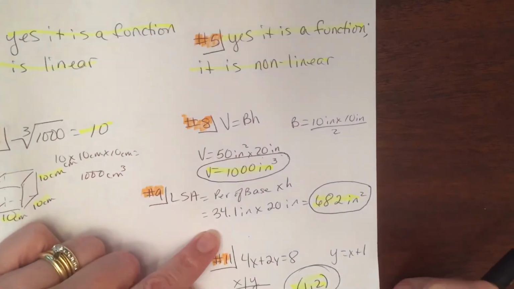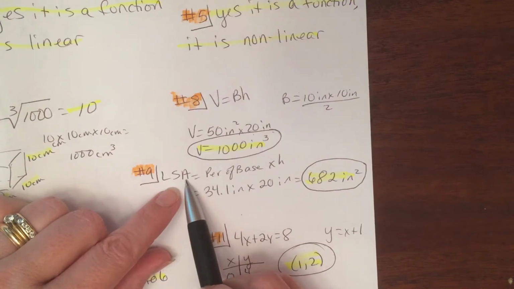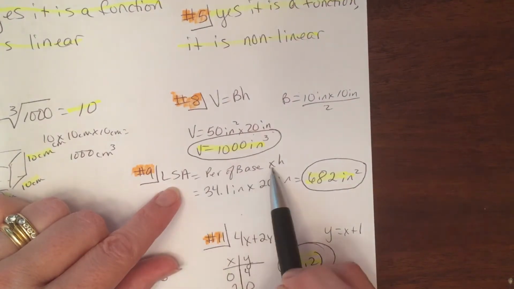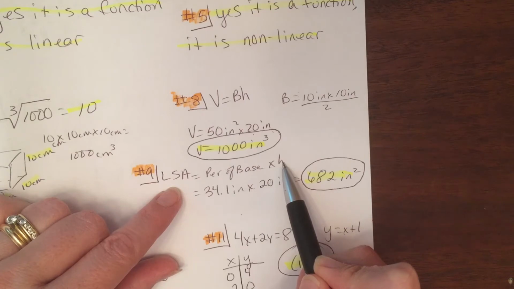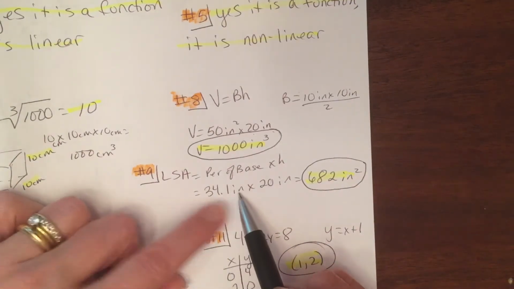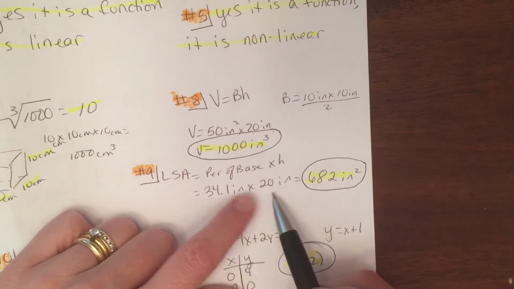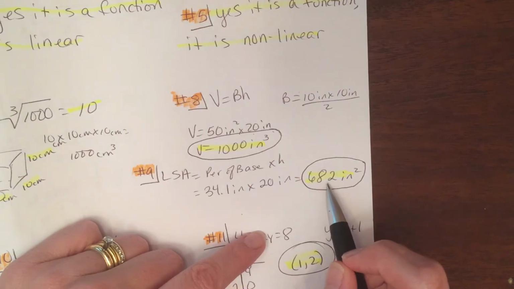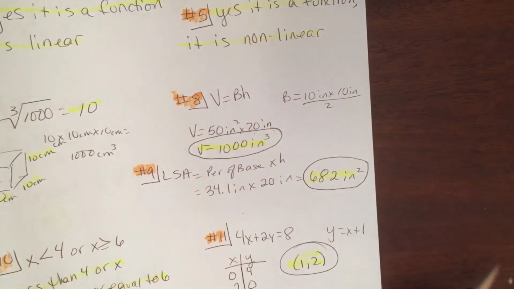Number 9 asks for the lateral surface area. The easiest way to remember lateral surface area, perimeter of the base times the height. Remember, our base is a triangle. It is 10 by 10 by 14.1. So I did perimeter of the base here, 34.1 inches, times the height of the figure, 20 inches. That gave me 682 inches squared for the lateral surface area.